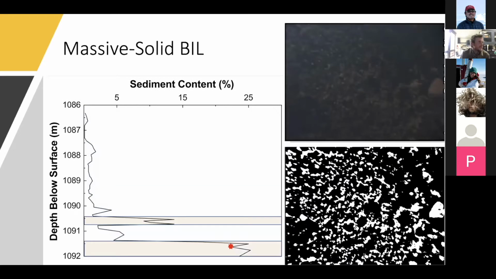Then for the massive facies, which is our second main facies, we observed what contained about 13% sediment in the upper sequence and then more sediment at about 21% volume in the lower sequence. The image here on the right, again, the original image taken during borehole deployment of the clump weight, and then the binary image below it was taken at 1091.64 and is broadly representative of the massive facies for these 2 units.